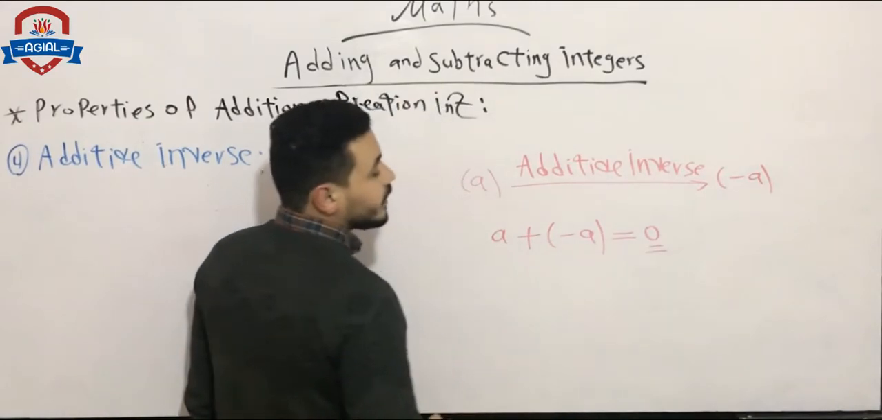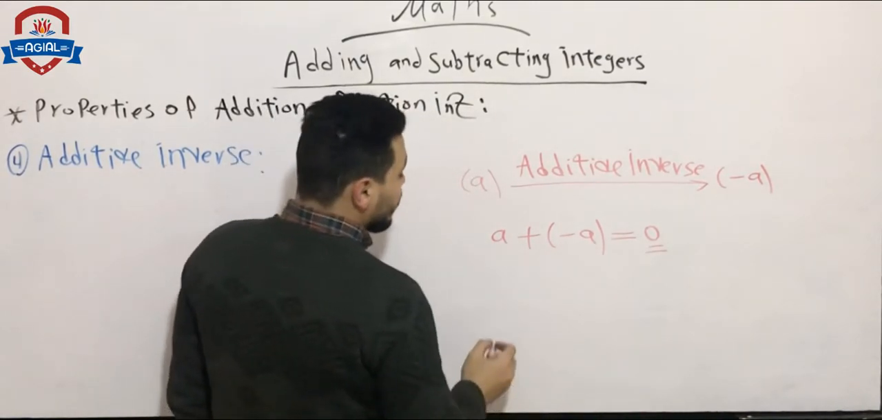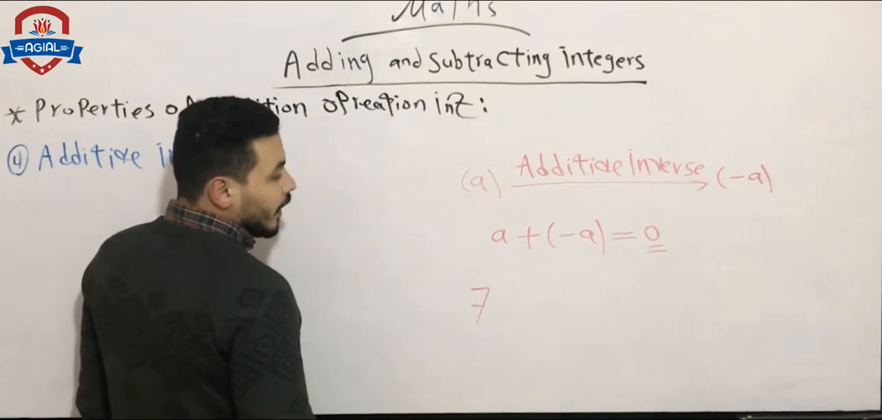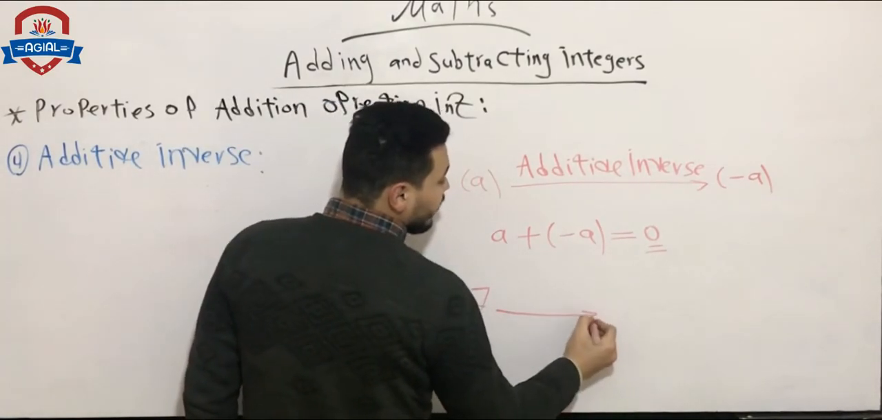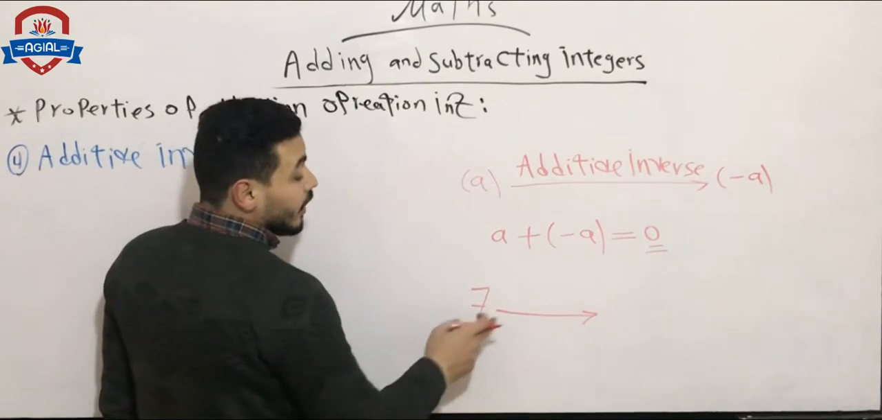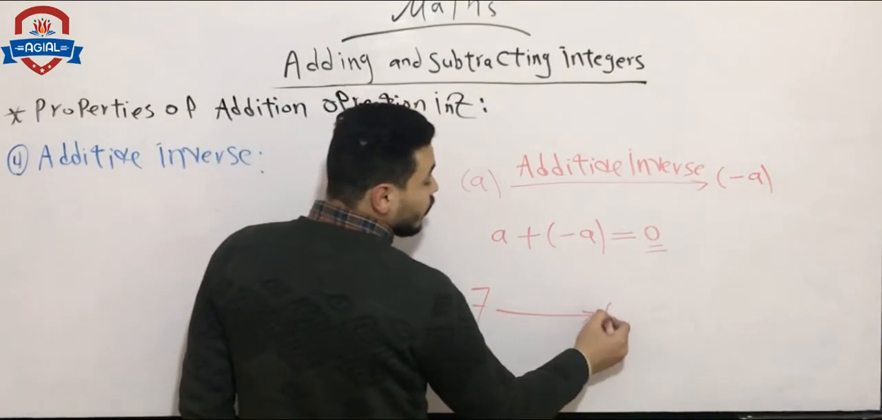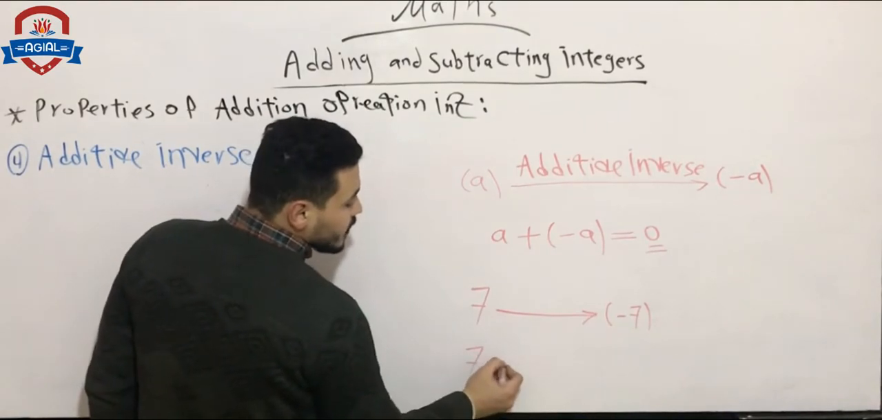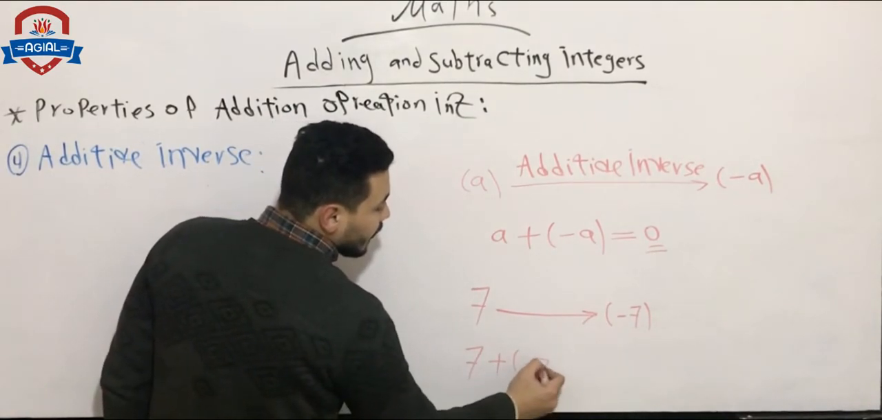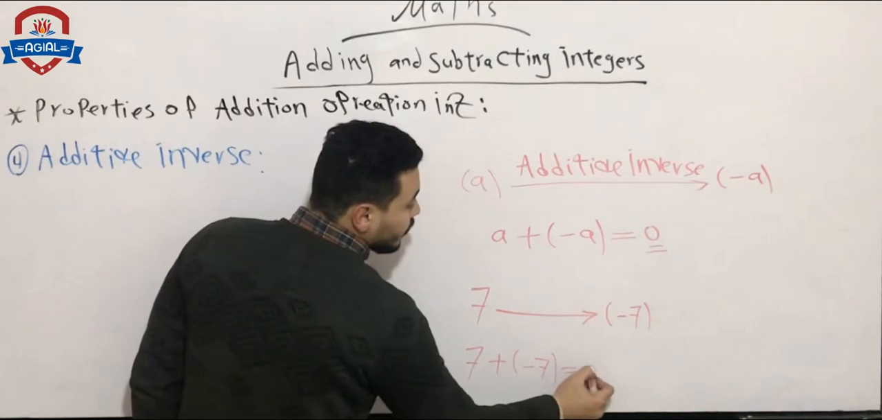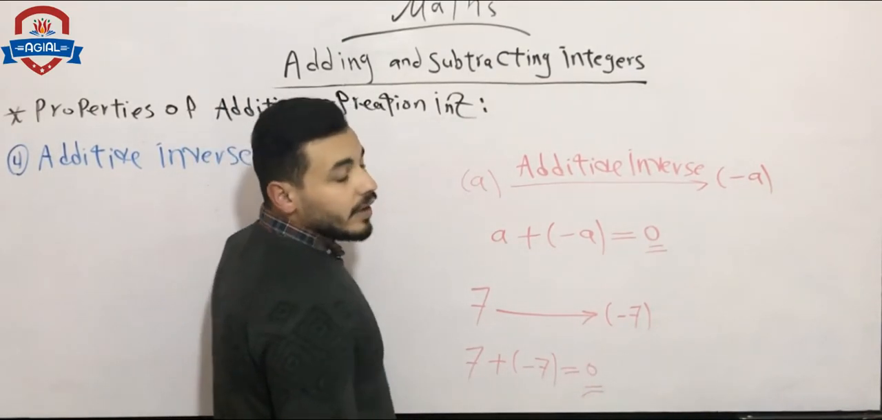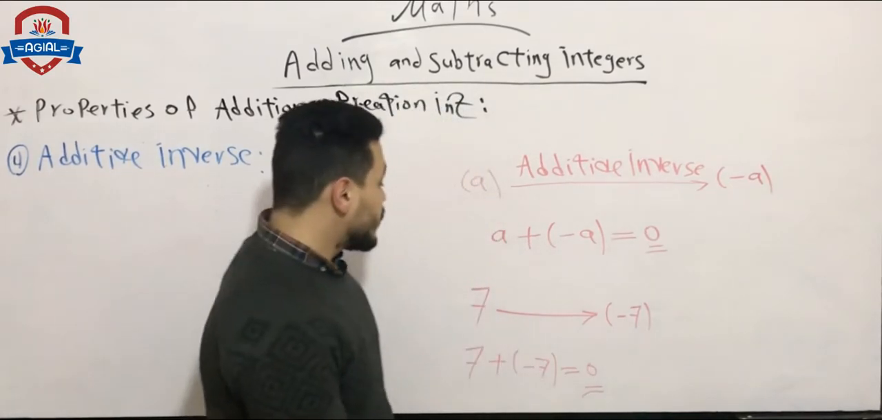The additive identity. For example, if we have integer number 7 and we need to get the additive inverse of 7, the additive inverse of 7 equals negative 7, so that 7 plus negative 7 equals 0, the additive identity. And you can verify this sum using the number line.